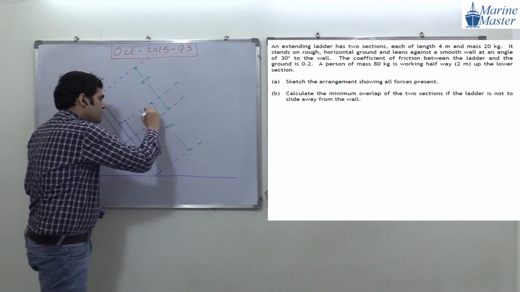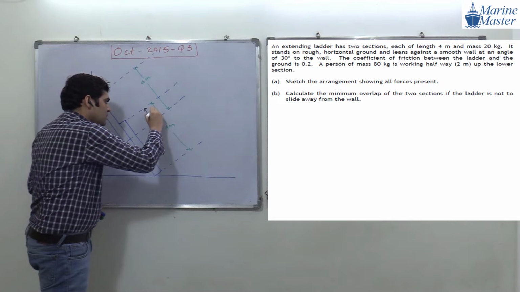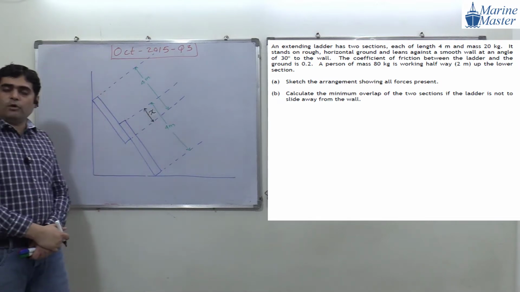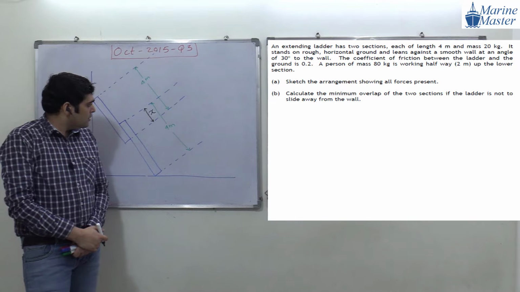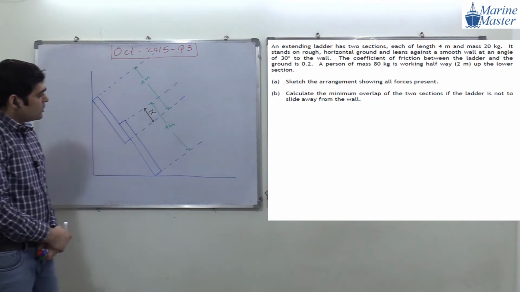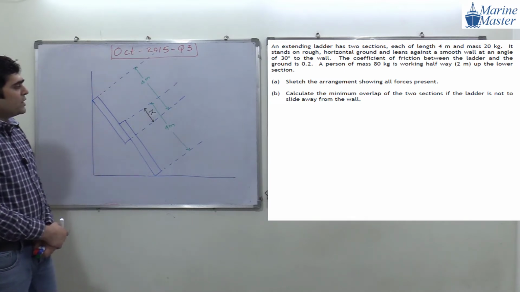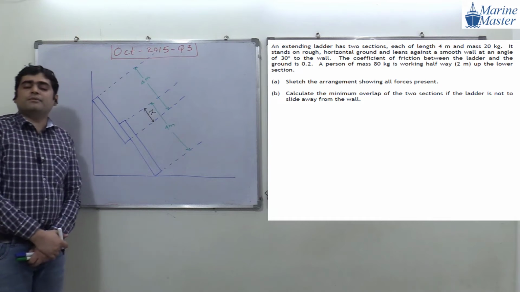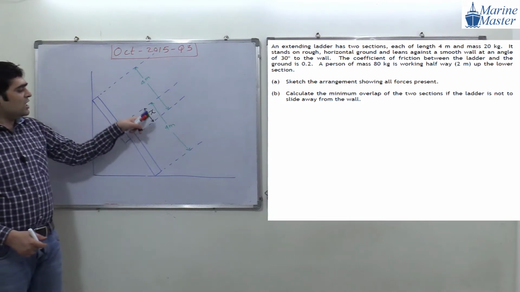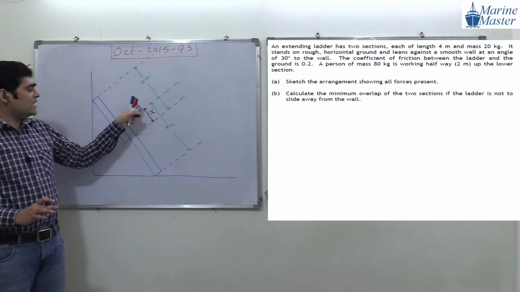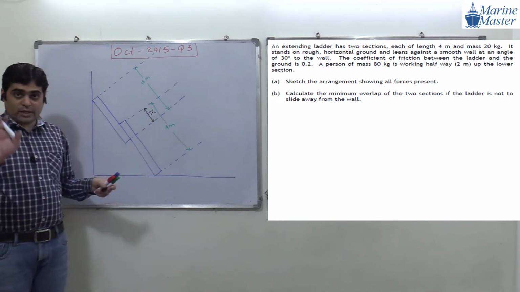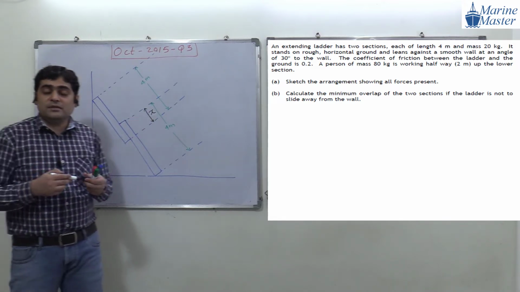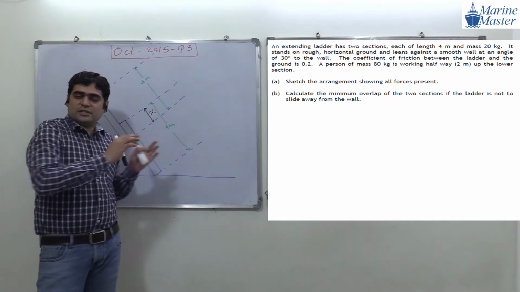Okay, try to make it more proper. So this is our x. Now it is okay for everyone. Okay, good. So this is x, this overlap. So in the B part, what is our target? We have to find out x. Now for what purpose? Ladder should not slip.